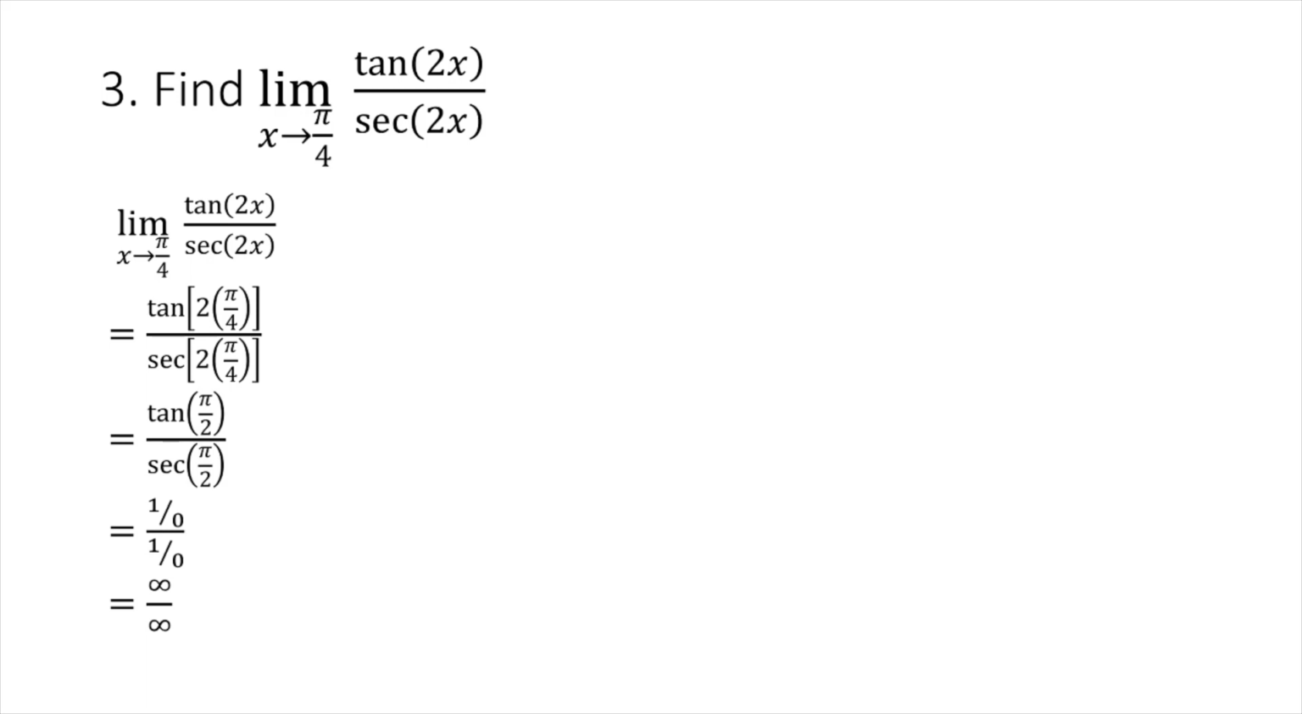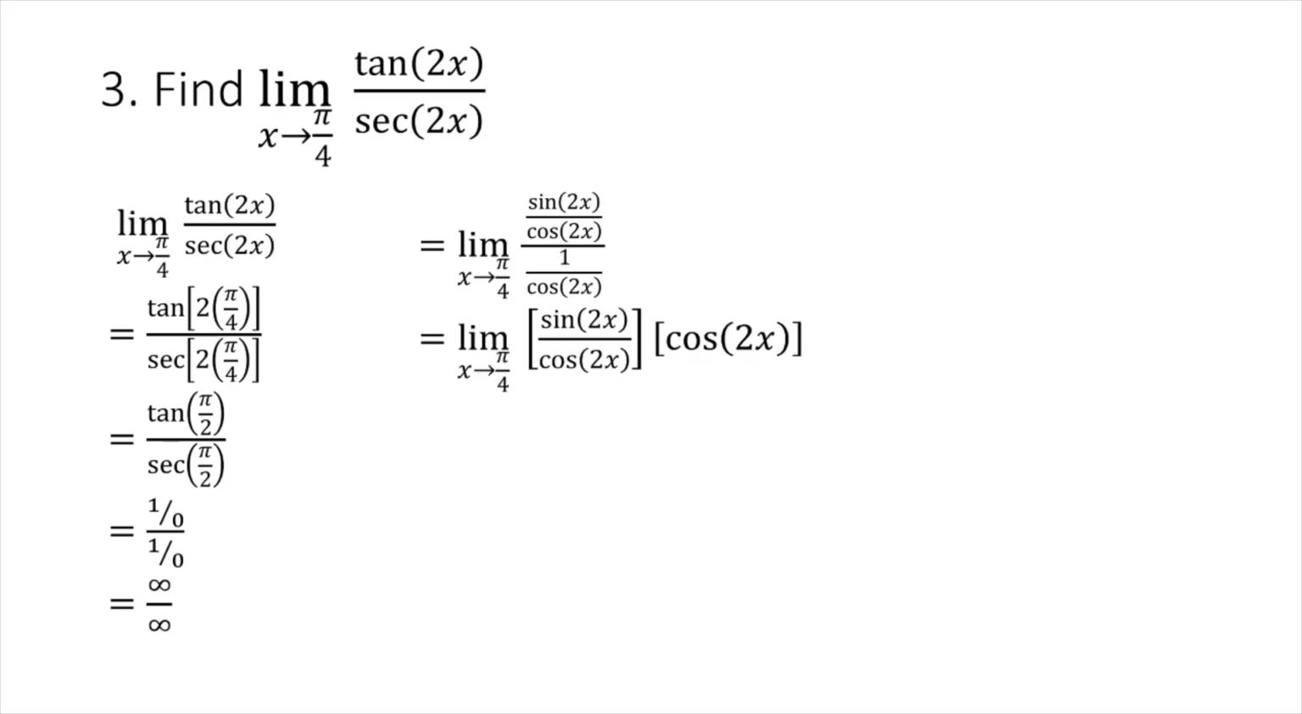Okay, so we can write the limit as sine of 2x over cosine of 2x. Again, this is equivalent to tangent of 2x all over 1 over cosine of 2x, because this is equivalent to secant of 2x. Okay, so we simplify. We can cancel out cosine of 2x so that we are left with sine of 2x.